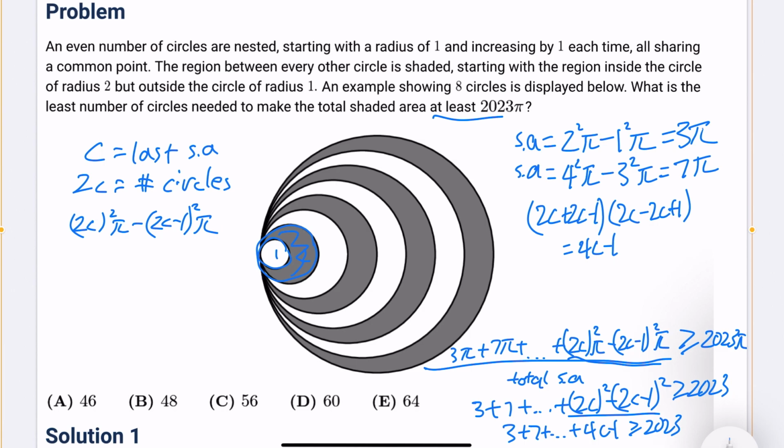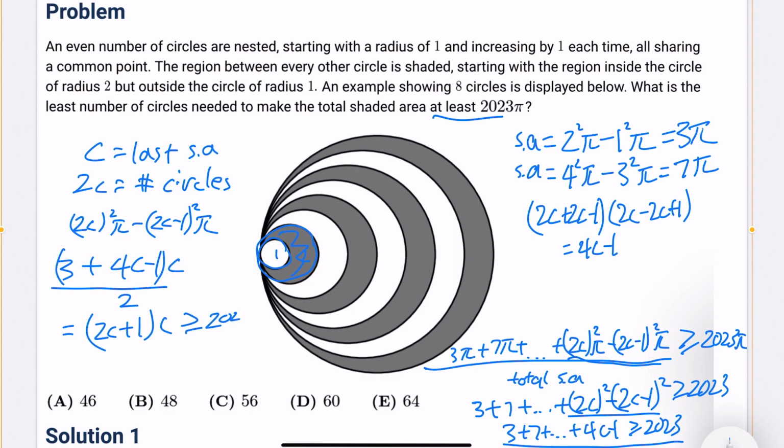Now this is an arithmetic sequence, and we can simplify the left side of the inequality, which would give us the first element, which is 3. I'll put it right here. 3 plus the very last element, which is 4c minus 1. Multiply that by the number of elements, which is c, divide by 2. This would simplify to 2c plus 1 times c. And this would be greater than or equal to 2023.